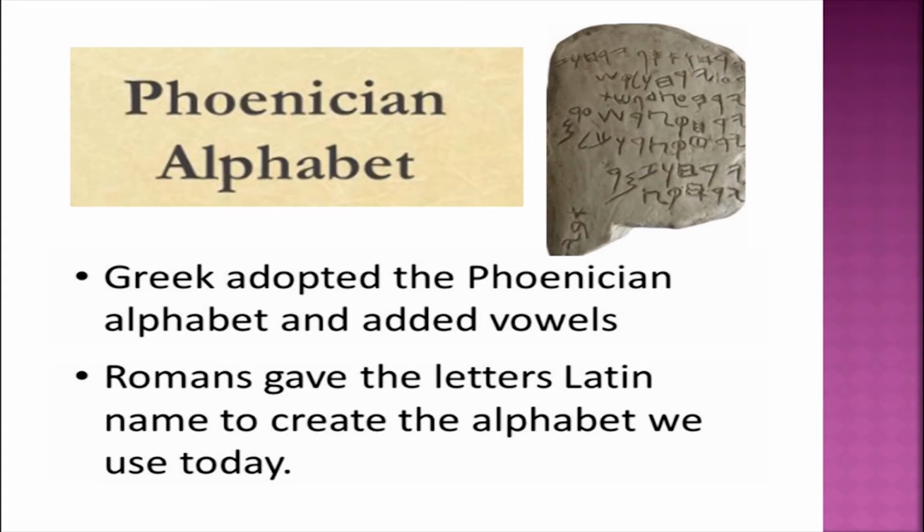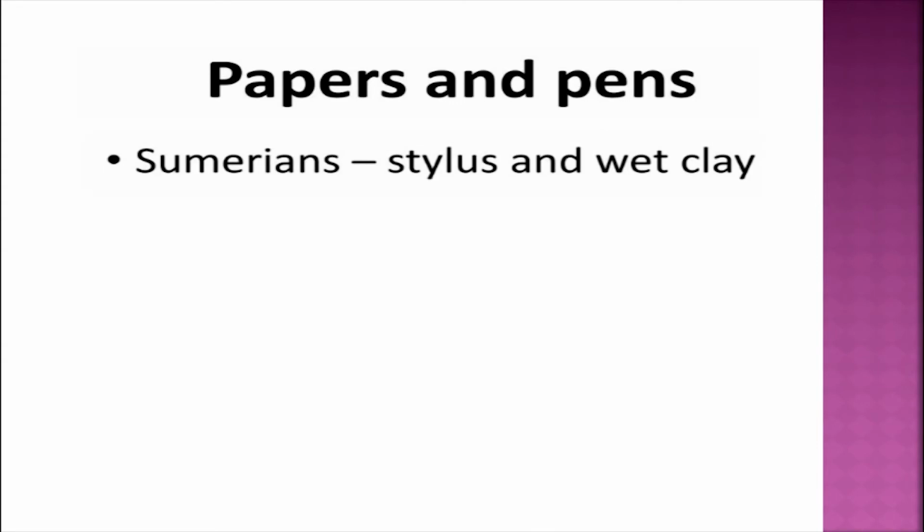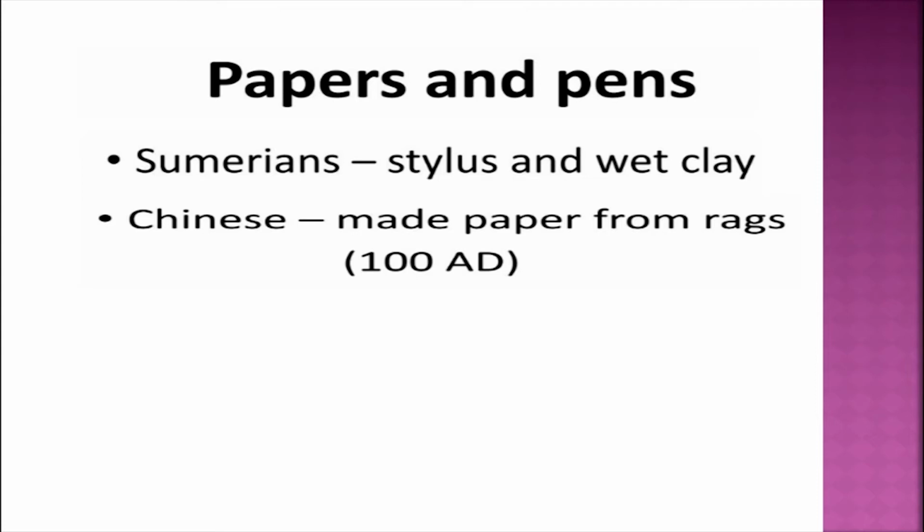As alphabets became more popular, more people were writing information down. Pens and paper began to be developed. It started off as just marks in wet clay, but later paper was created out of papyrus plants. Sumerians' input technology was a stylus that could scratch marks in wet clay. Around 100 AD, the Chinese made paper from rags, on which modern-day papermaking is based.